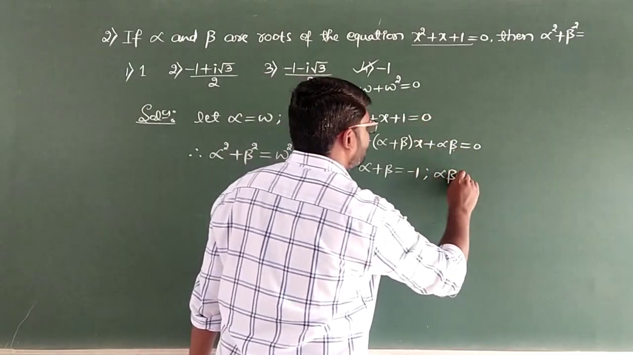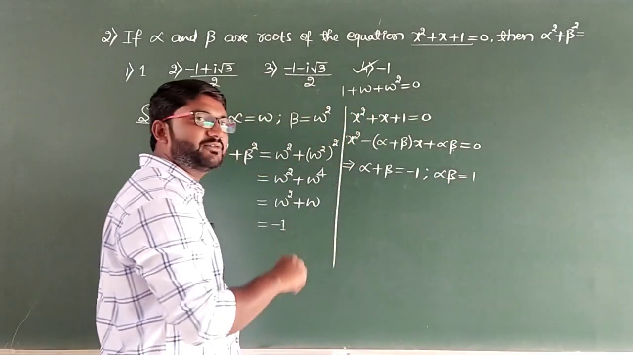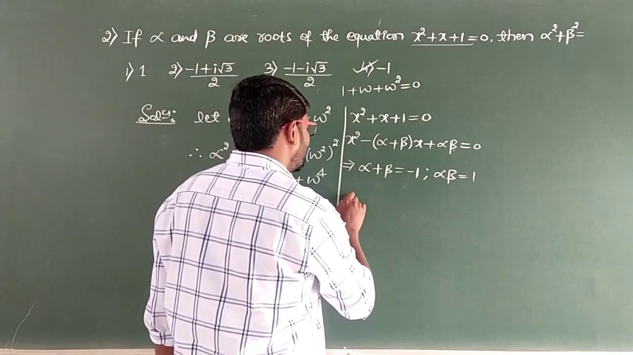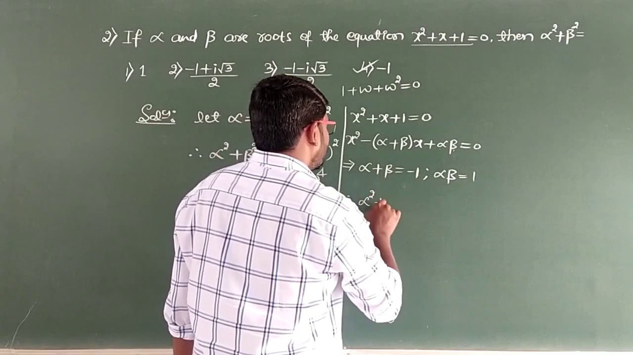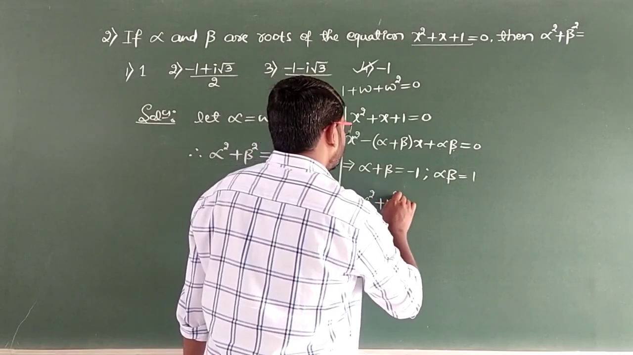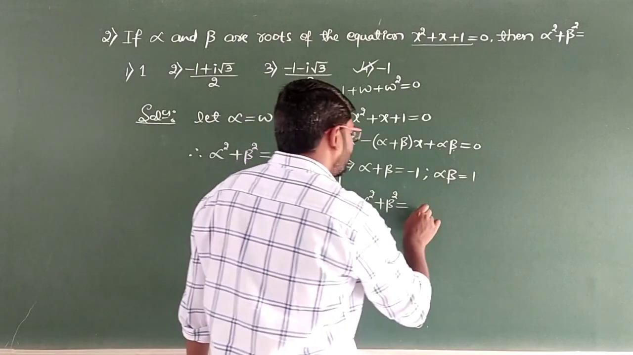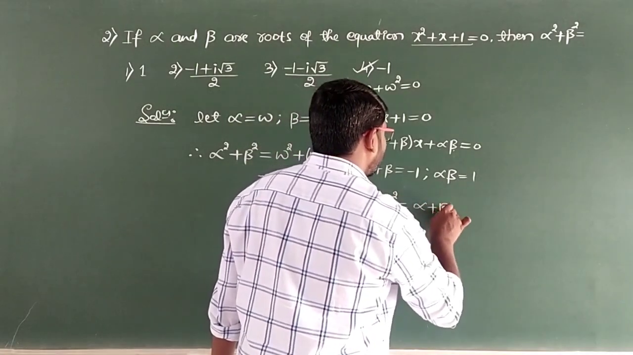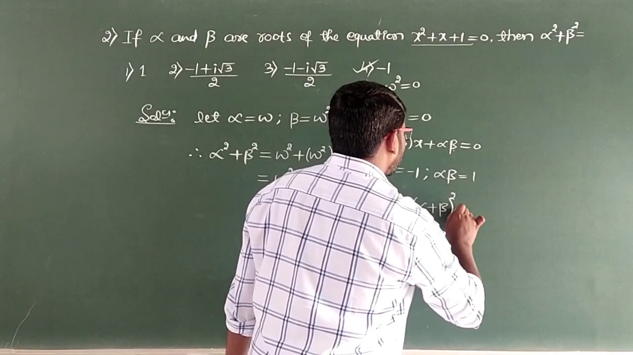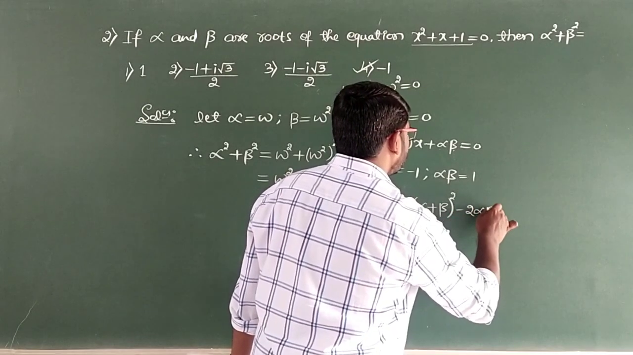It is 1. Alpha beta is equal to 1, and we have the standard identity now. Therefore alpha square plus beta square is equal to alpha plus beta the whole square minus 2 times alpha beta.